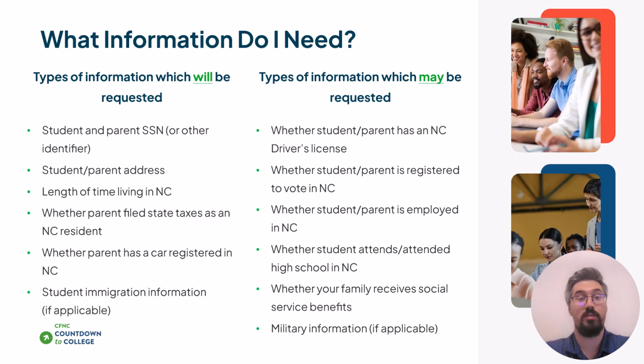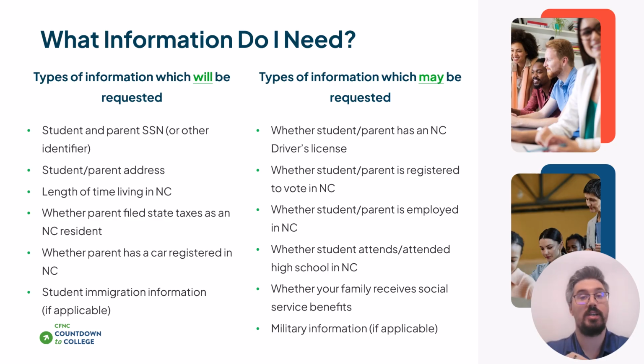So we do want to provide you information that you can definitely expect to be asked. If you look at the left column right there, a student and parent social security numbers or other identifiers, like maybe an ITIN, will definitely be asked. The student and parent address, the length of time that you have lived in North Carolina, and whether the parent has filed state taxes as a North Carolina resident, whether the parent has a car registered in North Carolina, and student immigration information if that is applicable.